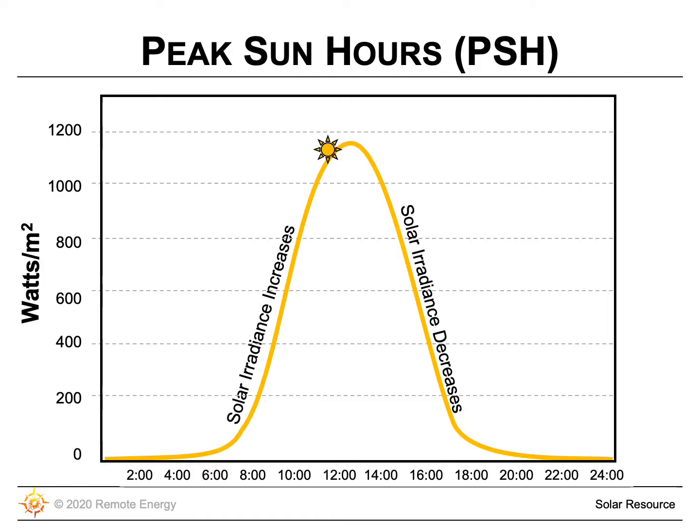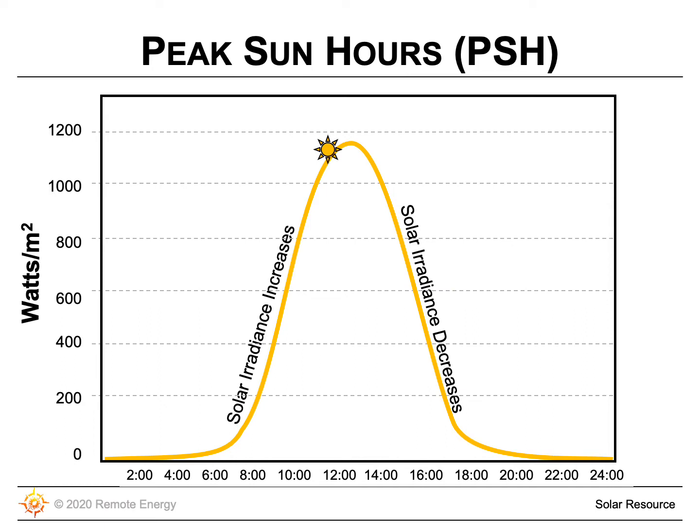Peak sun hours, or capital PSH as we abbreviate them, are a way for us to describe how much solar irradiation is available at a given location on a given day. This is important because we need to know how much sunlight is available if we're going to calculate how much energy we can produce from a solar panel that is at that location in a day. Later on, when we talk about system sizing, we're going to use peak sun hour values to calculate the amount of energy that our solar array will make.